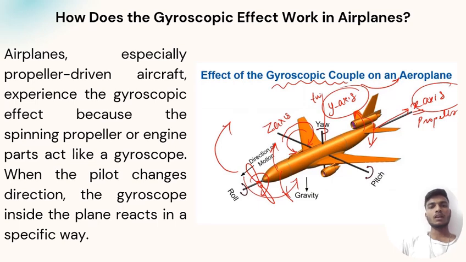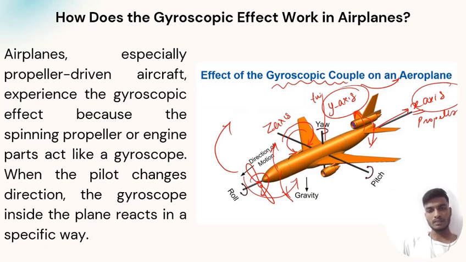How does the gyroscopic effect work in airplanes? Aeroplanes, especially propeller-driven aircraft, experience the gyroscopic effect because the spinning propeller or engine part acts like a gyroscope. When the pilot changes the direction, the gyroscope inside the plane reacts in a specific way.